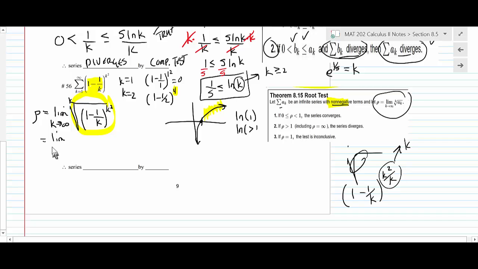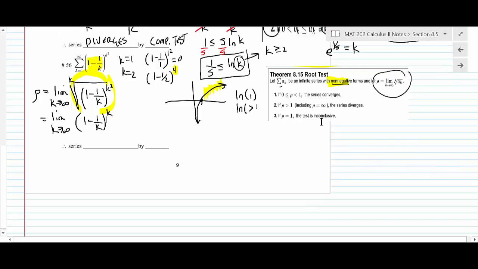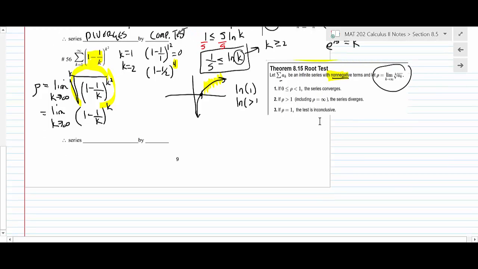This is the limit as k goes to infinity of parentheses 1 minus 1 over k, to the k power, like that. Okay, and then let's take it from there. Now this thing right here looks like something you even do in Calc 1 when you do L'Hopital's Rule. If you put this in, let me show you what happens. If you put infinity in right now, what would happen?